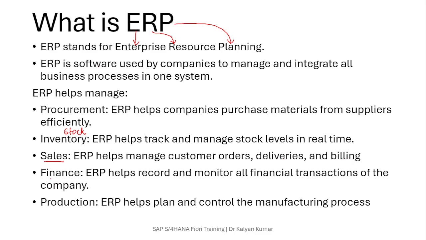Now let us enter into the finance. ERP helps record and monitor all financial transactions of the company. So usually these financial transactions inside the company takes place between the company and the vendor. Company will be purchasing the raw materials and vendor will be supplying the raw material. Once after receiving the raw materials from the vendor, the company people are supposed to pay some amount or the final amount to the vendor. The ERP software helps us to record the transactions occurring between the company and vendor.